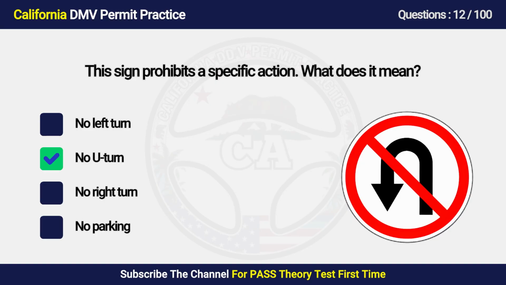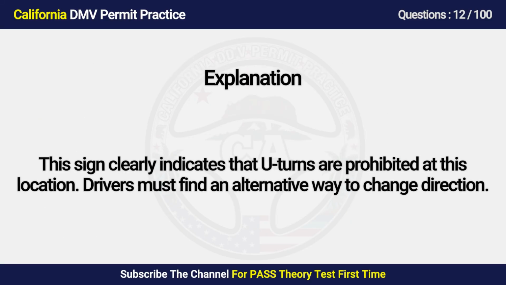Answer is B. No U-turn. This sign clearly indicates that U-turns are prohibited at this location. Drivers must find an alternative way to change direction.